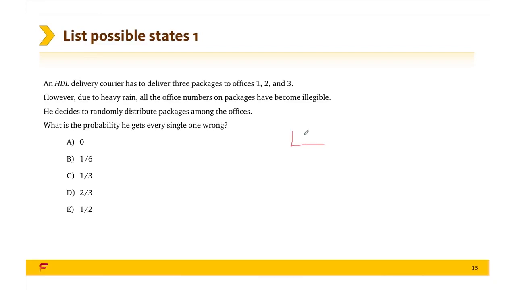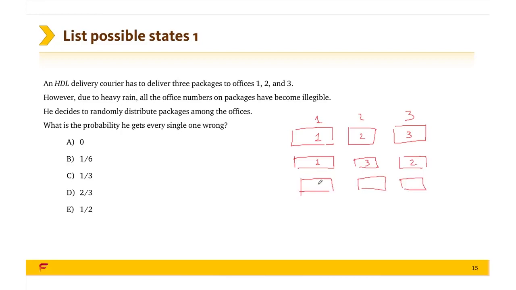And the states are as follows. Houses, now offices here. House 1, house 2, house 3. The first state is when everyone gets the right package. The second state is when the first gets the right package, but the second and third get the wrong package. Then I have a state when the first gets the wrong package. And the wrong package can be either from the second or the third office.